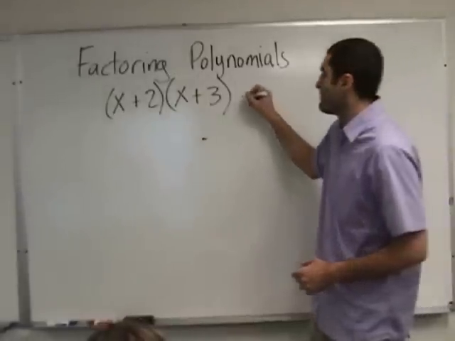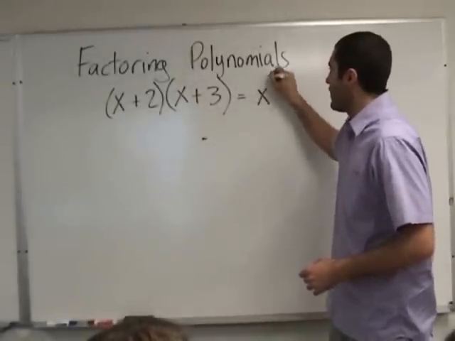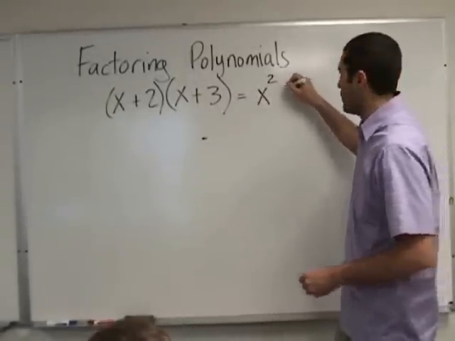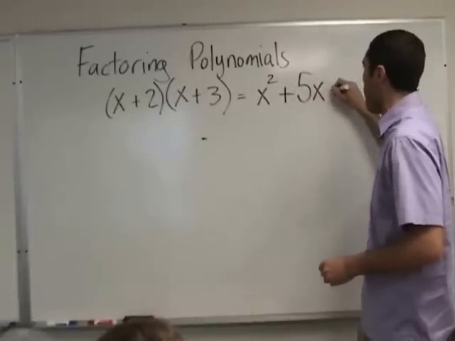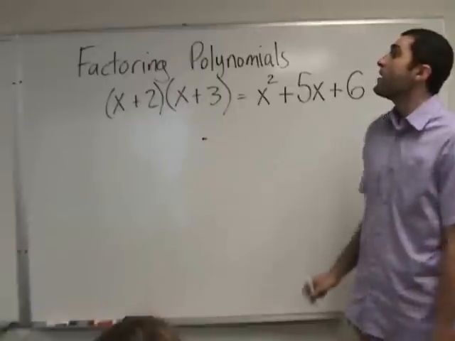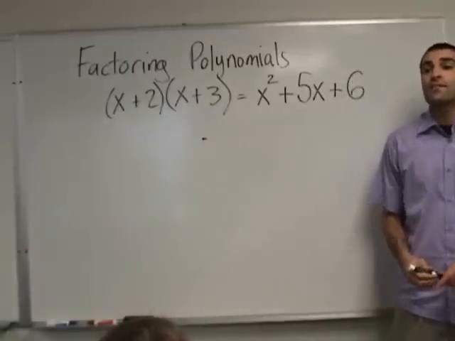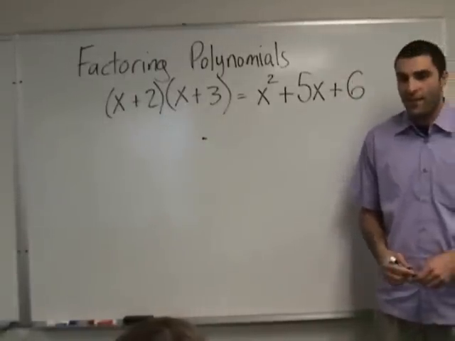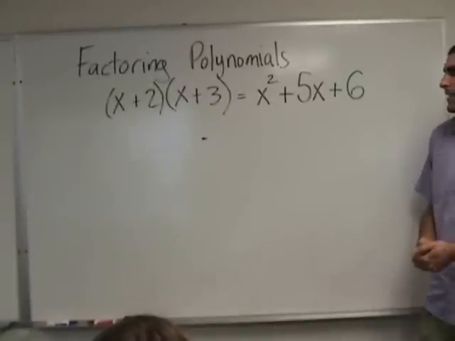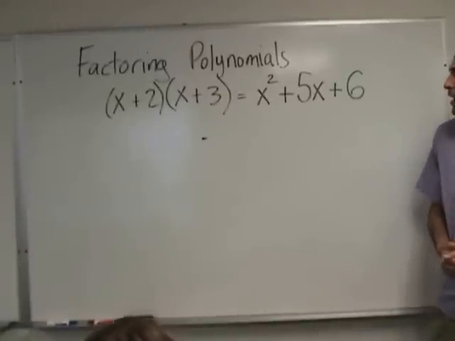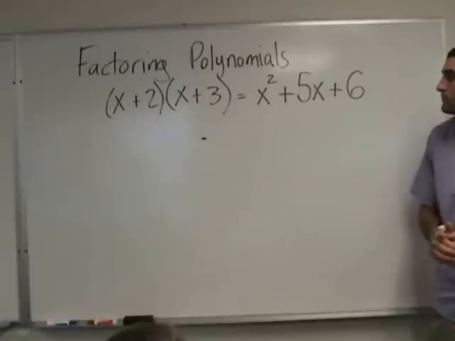Equals x squared, I'll write slowly, plus 5x, plus 6. How'd you get 5x? 3x plus 2x makes 5x. Well, you didn't do that step by now, but that's where we are. Okay, alright, good.